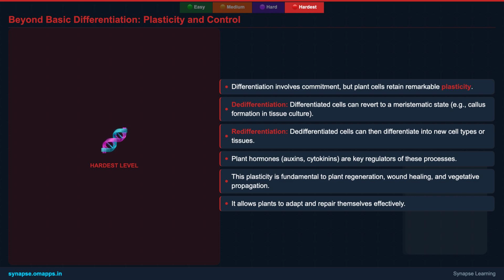These dedifferentiated cells can then redifferentiate into entirely new cell types or even regenerate a whole plant. This incredible flexibility, regulated by plant hormones like auxins and cytokinins, is fundamental to a plant's ability to heal wounds, regenerate lost parts, and is the cornerstone of many plant propagation techniques in biotechnology.